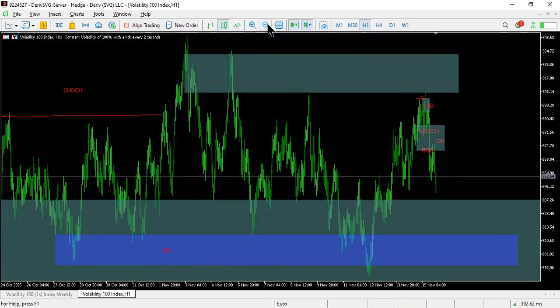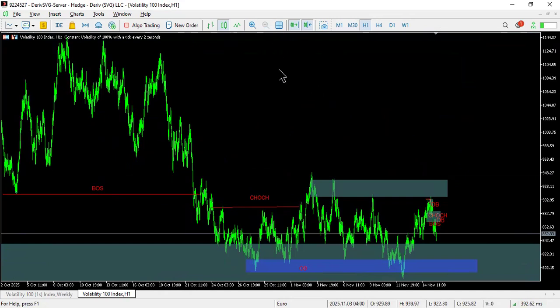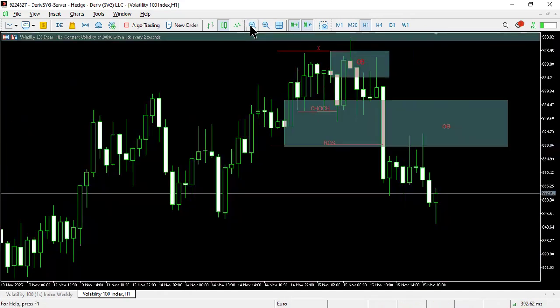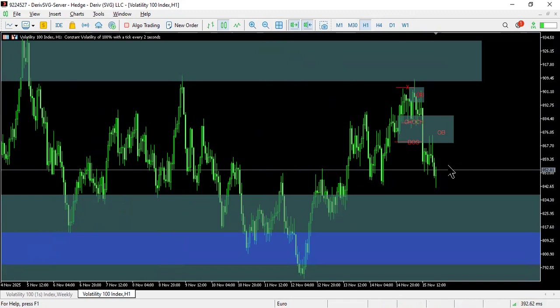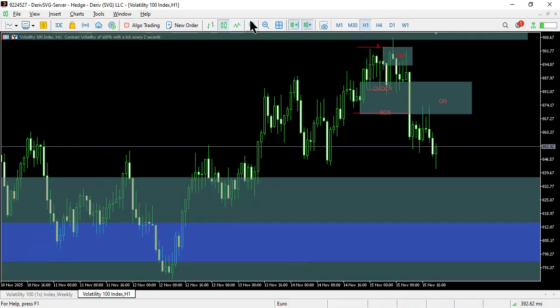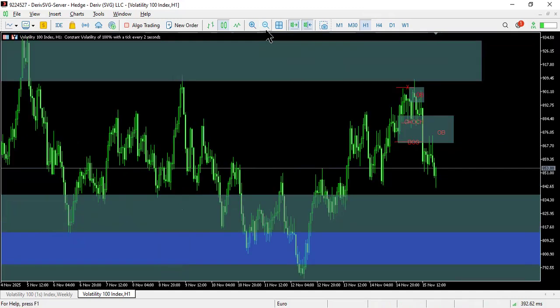So currently there is no trade for us because price is in the middle of this zone. I'm gonna wait for price to come back to this support, and then I will make my decision here. I will decide whether to continue selling or buy from this side, from this support level.